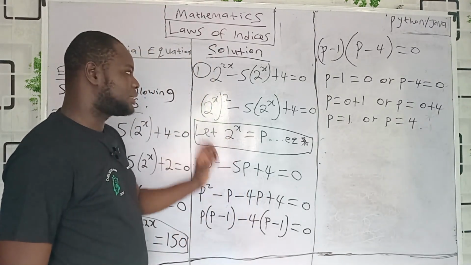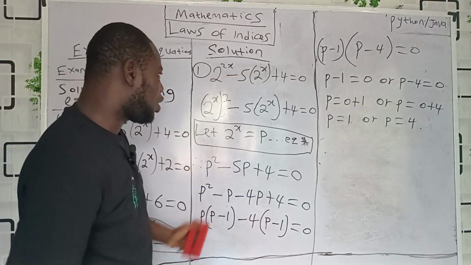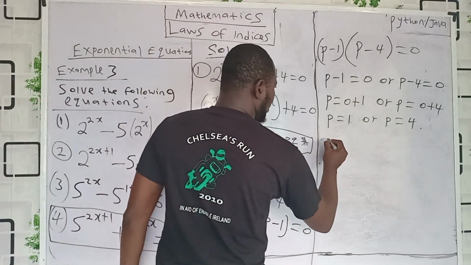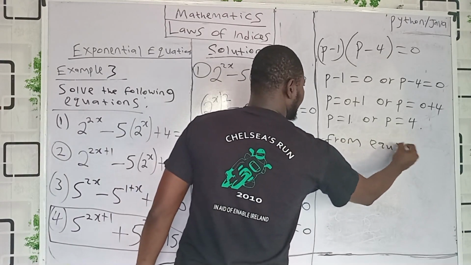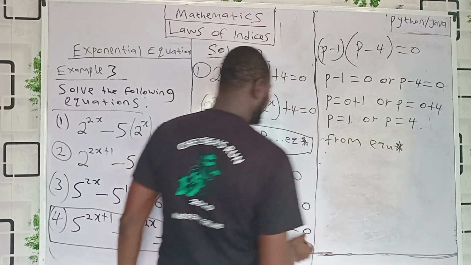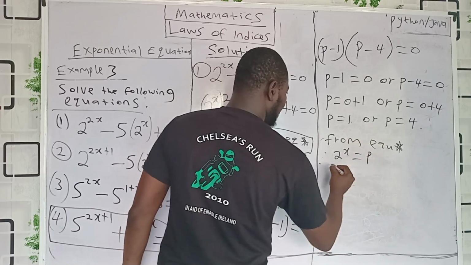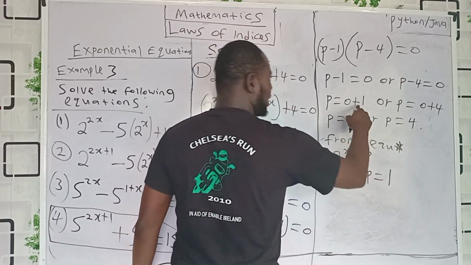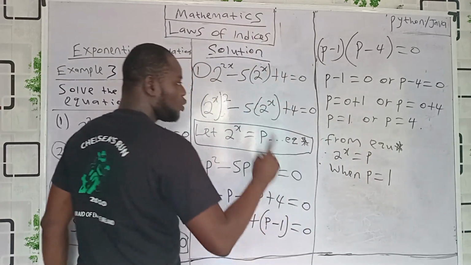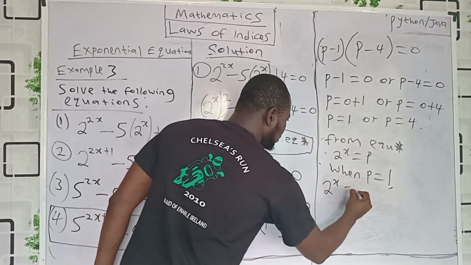But for our own convenience, we made an assumption from this equation star. What we are actually interested in is to get the value of x, which will satisfy the original equation. From equation star, we get our x. What is in equation star? Rewrite it, which is 2 raised to power x is equal to p. We now say, when p is 1, don't forget we obtained two values for p. When p is 1, what will you do? You now say 2 raised to power x is equal to 1.